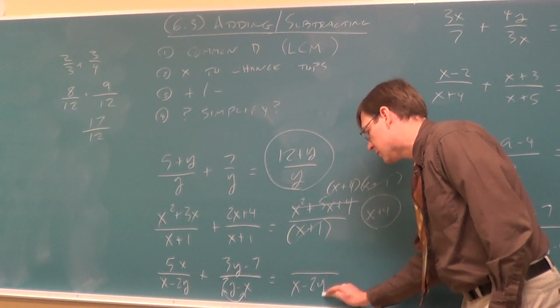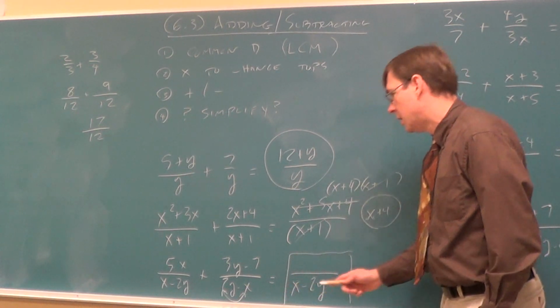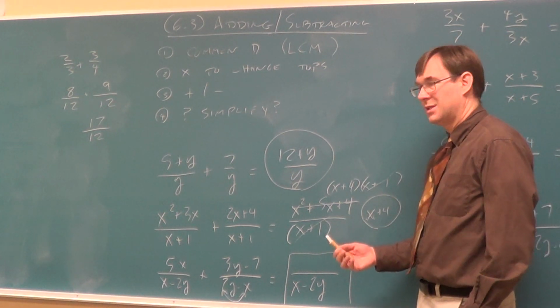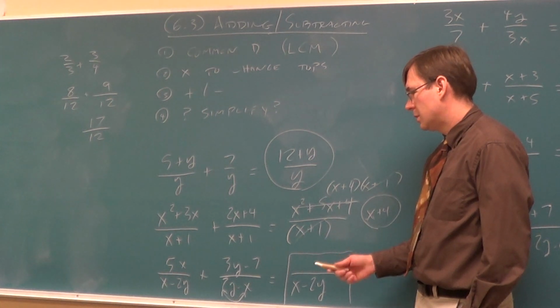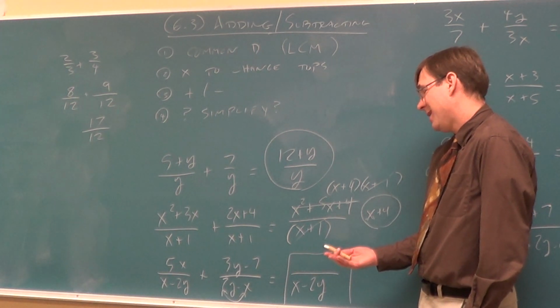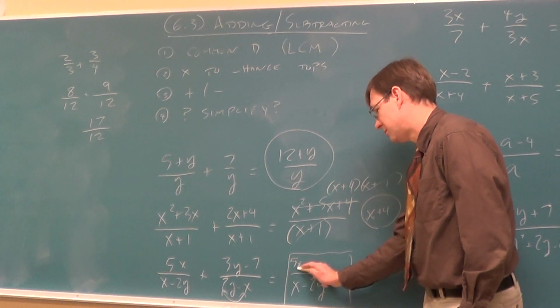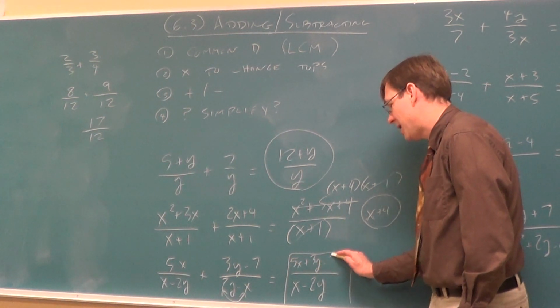It would be x minus 2y for the bottom. Top, you try to add like terms as best you can. Sometimes it just doesn't play nicely with you. But on top, if you add as best you can, there's no like terms, you just keep them.